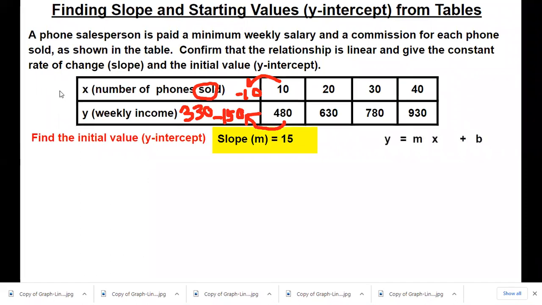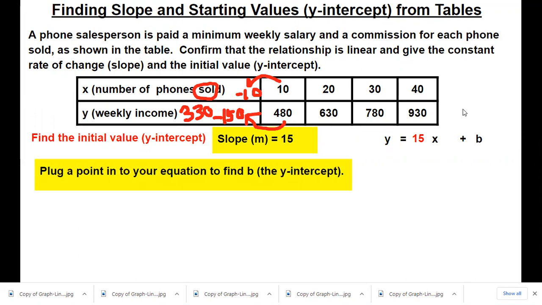So the slope m is 15. Okay. So we knew that. We calculated it out. So we're going to put the 15 over here. Now, plug a point into your equation to find b, the y-intercept, because you're not always going to have this fun little table, and it's sometimes going to be very complicated, so you're going to have to know this way. So we can pick any one of these points. We can pick (10, 480). We can pick (20, 630), (30, 780), (40, 930). Any one of these points. So plug a point in.